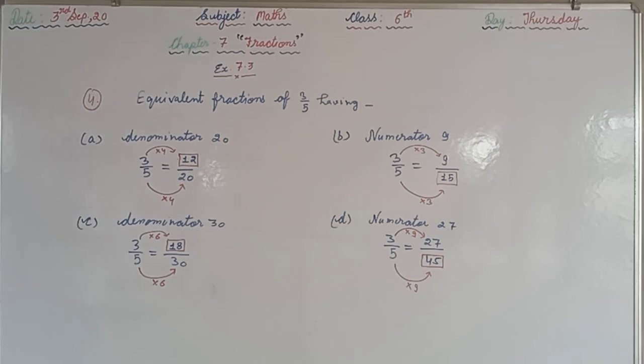You are supposed to multiply diagonally, meaning you have to multiply the numerator of the first fraction with the denominator of the second fraction. You are supposed to see whether the product is the same. If the product is the same, then the fractions are equivalent. If the product is not the same, then the fractions are not equivalent. Up till question number 5, the questions are based on equivalent fractions, up to question number 6.